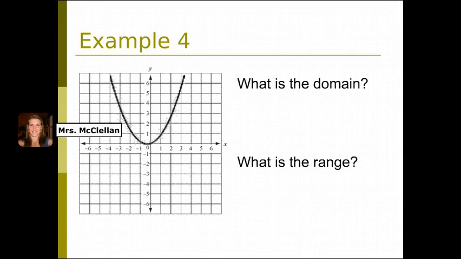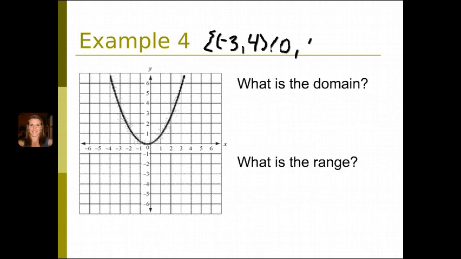Now we are going to look at the domain and range of this figure on the graph, which is called a parabola. First, we need to write the relation of the ordered pairs that are on this graph, which would be (-3, 4), (0, 0), and (2, 2).